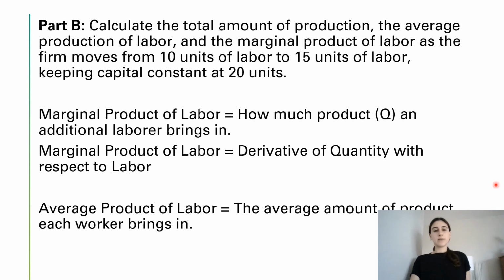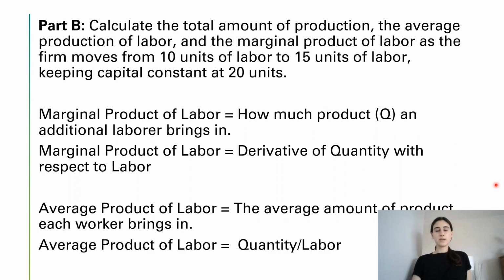Next, let's look at the average product of labor. It is the average amount of product or quantity a group of workers, or each worker in a group, brings in. So mathematically, the average product of labor is defined as quantity divided by labor. Also, pardon this misspelling here.